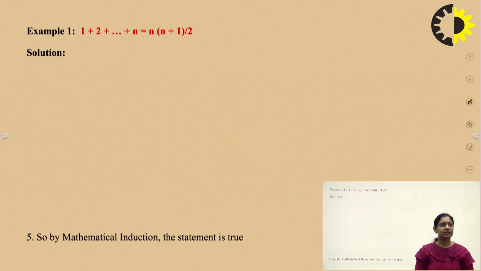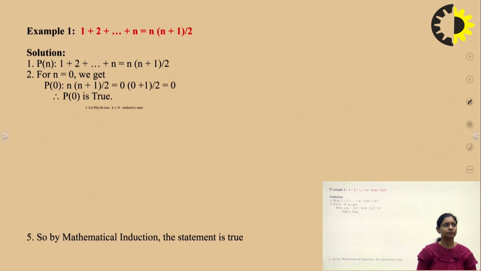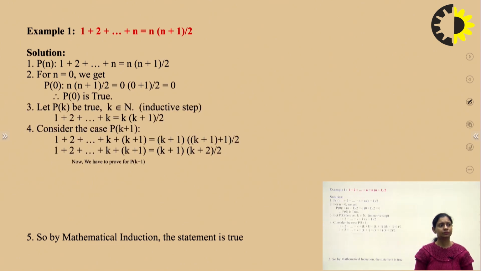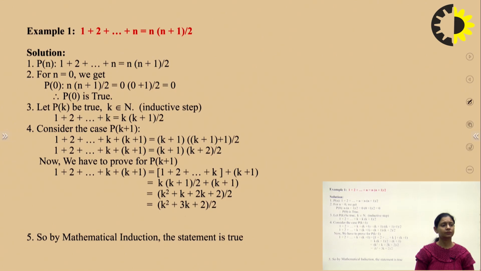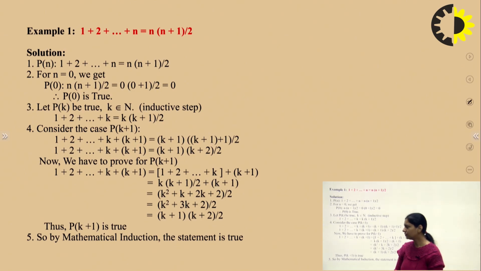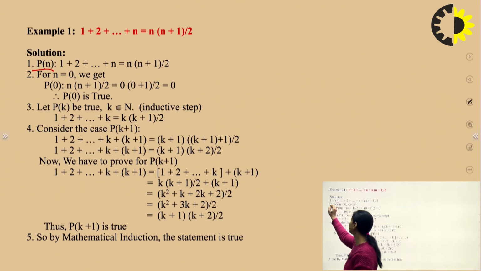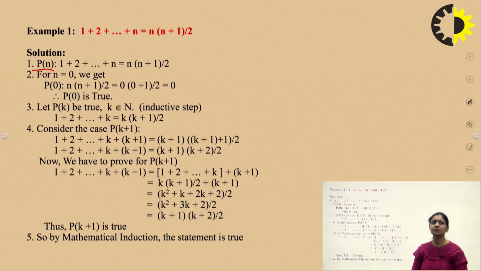So let's take an example, where we need to show that the sum of the first n natural numbers is n into n plus 1 by 2. The first step is to write down the predicate Pn. So Pn is 1 plus 2 till n is n into n plus 1 by 2. The base case we'll take for n equal to 0, so we'll consider it for P0.